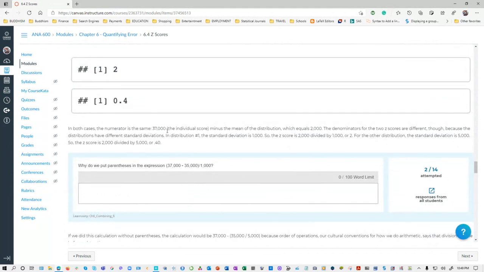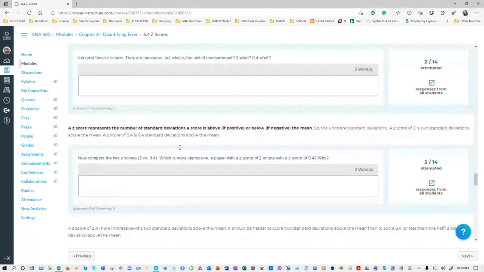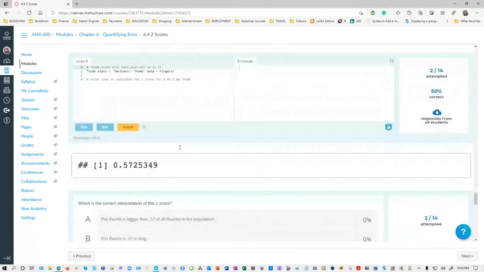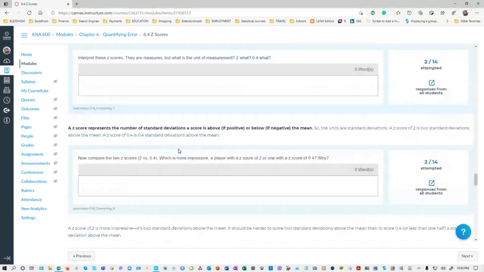In both cases the numerator is the same: 37,000 minus the distribution mean, which equals 2,000. The denominator for the two scores is different, though, because the distributions have different standard deviations. In distribution 1, the standard deviation is 1,000, so the C-score is 2,000 divided by 1,000, which is 2. For the other distribution, the standard deviation is 5,000, so it's 0.4. So the C-score can represent the number of standard deviations a value is away from the average, whether above or below.